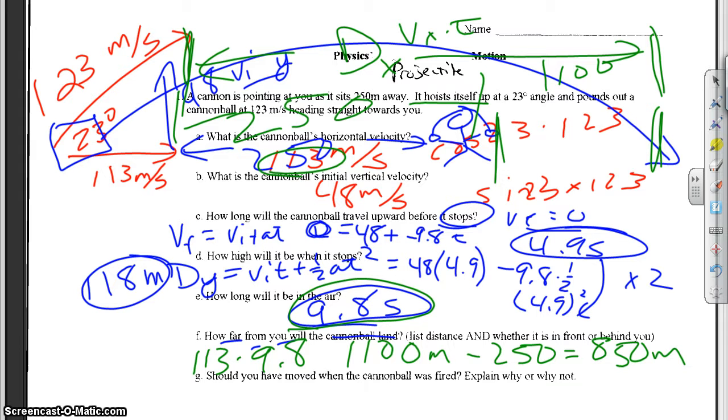Should you have moved when the cannonball was fired? Explain why or why not. The answer is yes. I should have moved 850 meters that way because I enjoy dying.